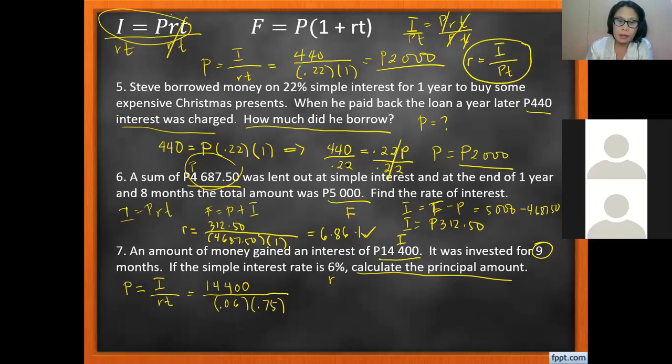Okay po. So this is 14,400 all over 0.06 and then 0.75. Okay. So it's 320,000 pesos. I told you it's a huge amount.